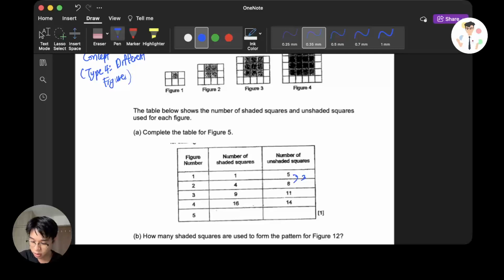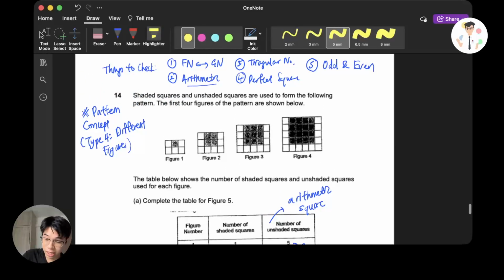Plus 3, plus 3, plus 3. Now, what I should notice now is that the number of unshaded squares is actually an arithmetic sequence. Teacher, what do you mean? This means that you are actually plus 3, plus 3, plus 3, plus 3. So what's the next one? Another plus 3. So here's supposed to be 17. Okay, so we are actually able to spot an arithmetic sequence here.